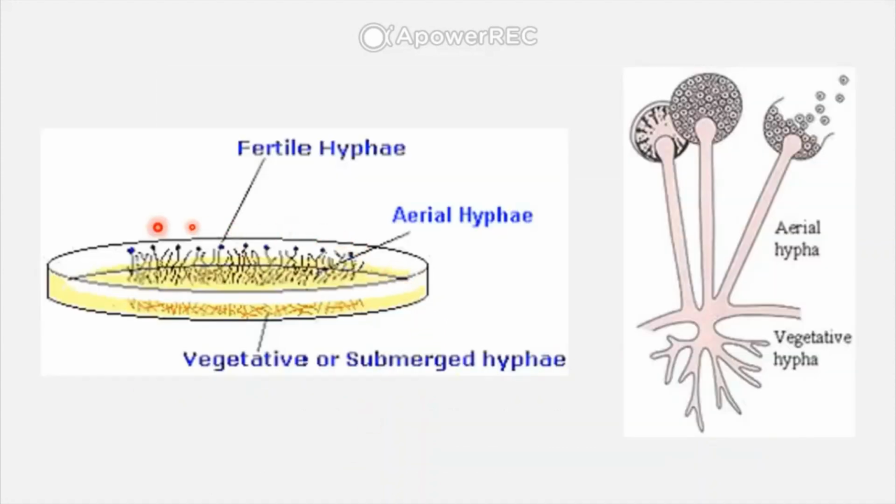So if you were to look at an image of this petri dish and the medium is here at the bottom, you should intuitively know that this is where you would find vegetative hyphae, which would be submerged in the medium to obtain the nutrients. And then the aerial hyphae are above, which can have these little balls at the top, which can form spores.